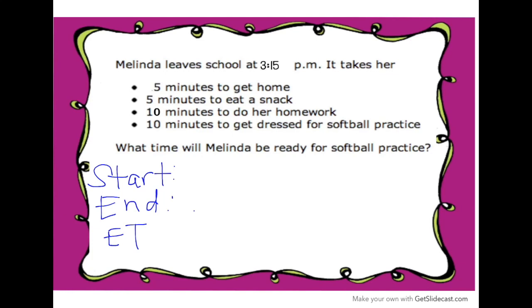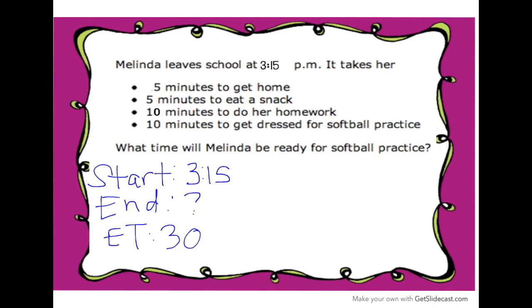Well, the start time is 3:15. The end time, we need to figure out what time will Melinda be ready for softball practice. And the elapsed time is going to be a total of these 4 numbers. So 5 minutes plus 5 minutes is 10 minutes, plus 10 more minutes to do her homework is 20 minutes, plus 10 more minutes to get dressed. It's a total of 30 minutes for our elapsed time.